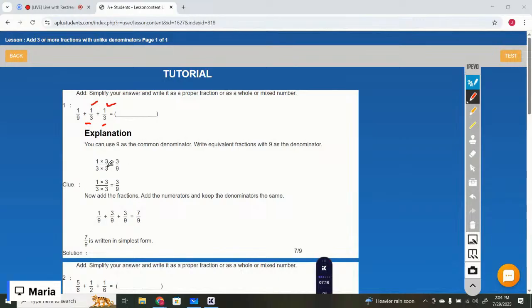When you multiply them by 3, that is 3 times 1 is 3, 3 times 3 is 9. The second one is also 3 times 1 is 3 and 3 times 3 is 9. So we have now 1 by 9 plus 3 by 9 plus 3 by 9. So let's just add their numerators. 3 plus 3 is 6 and 1, 7. So that is 7 over 9.